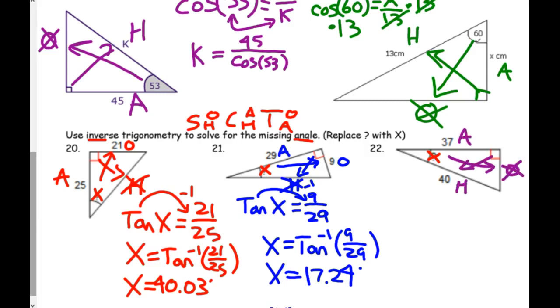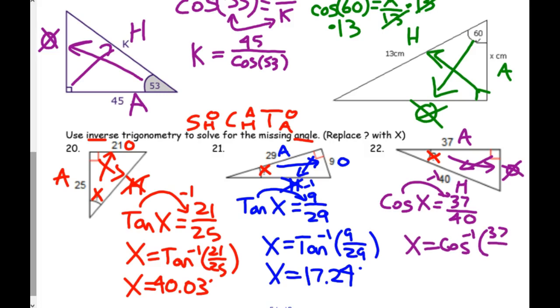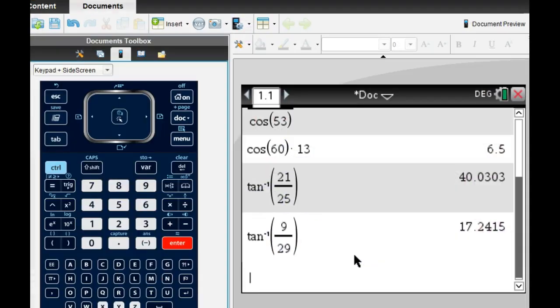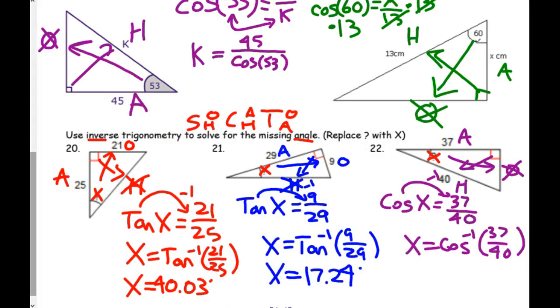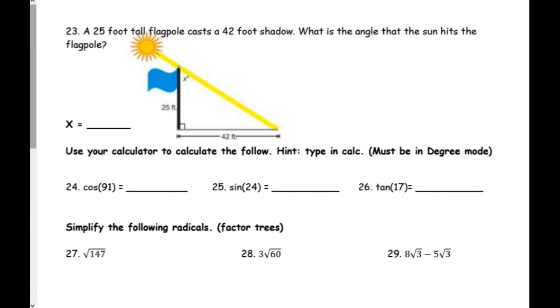Last but not least, we label O, H, and A. This time I don't need O. AH is CAH, so for cosine, X equals A over H, 37 over 40. Bring the trig over, it'll become inverse. X equals cosine inverse 37 over 40. Oops. 22.33 degrees. Alright. Next one.